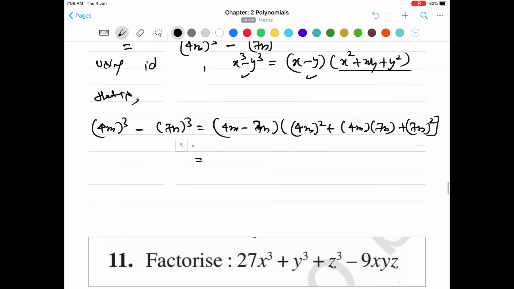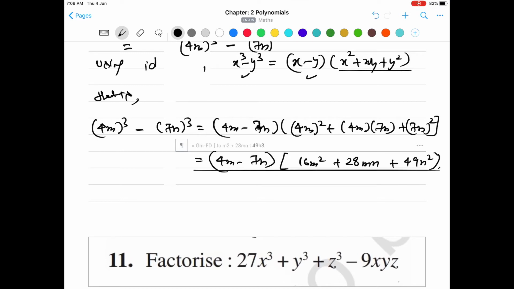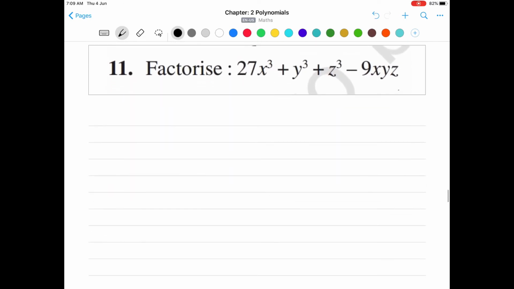So this will be (4m minus 7n) into 4m square, which will be 16m square, this 4 into 7 is 28mn, plus 7 square is 49n square. So the answer of this one is (4m minus 7n)(16m square plus 28mn plus 49n square). Now we come to the next question, which is question number 11. We are asked to factorize this given polynomial.